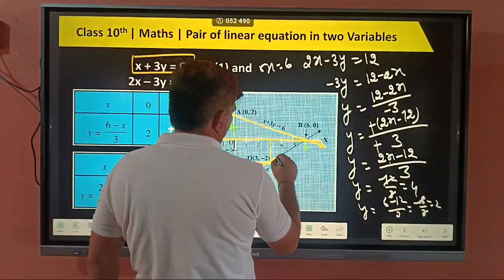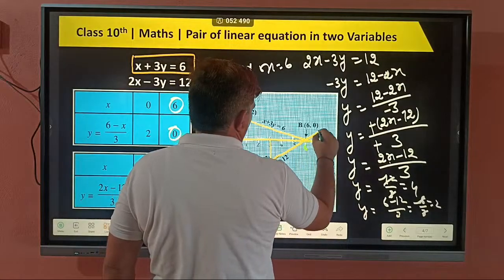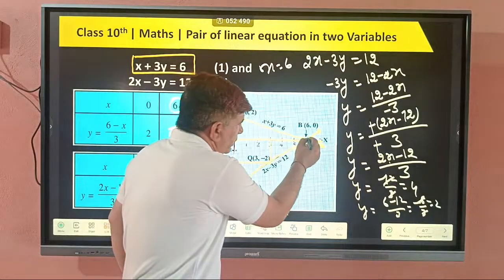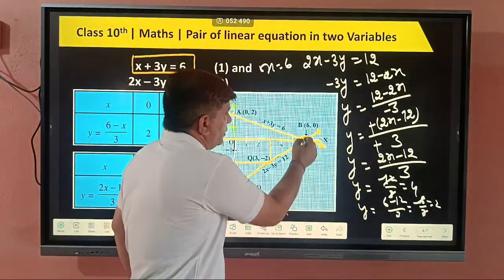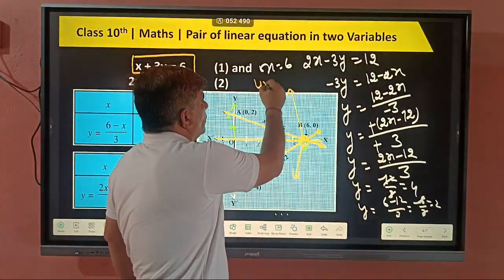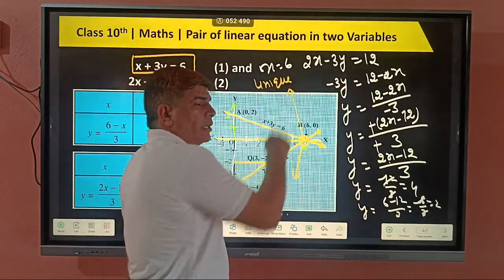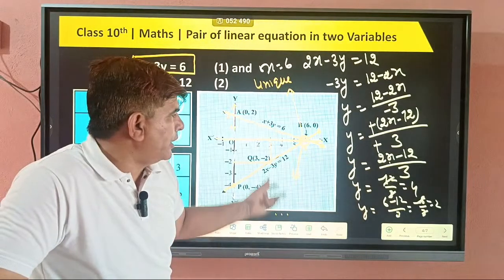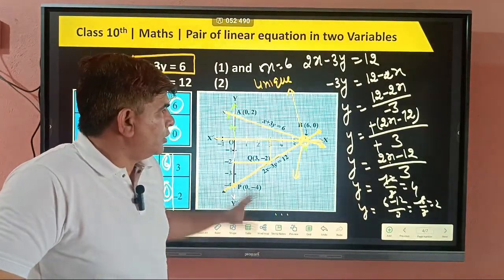What's this solution? With the help of the graph, you can tell both lines intersect at this point. So how many solutions? Unique solution. One solution. Understood? Later on, we will see there are 3-4 methods by which we can find the unique solution. So this is the graph.